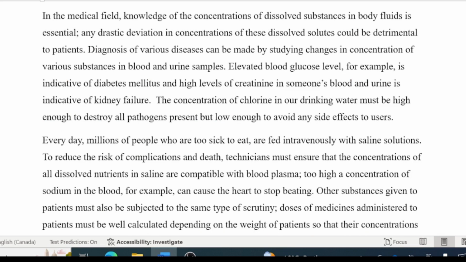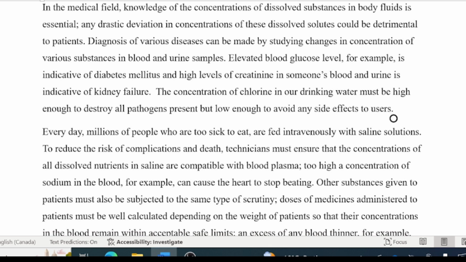In the medical field, knowledge of the concentrations of dissolved substances in body fluids is essential. Any drastic deviation in concentrations of these dissolved solutes could be detrimental to patients. Diagnosis of various diseases can be made by studying changes in concentration of various substances in blood and urine samples. Elevated blood glucose levels, for example, is indicative of diabetes mellitus, and high levels of creatinine in someone's blood and urine is indicative of kidney failure.